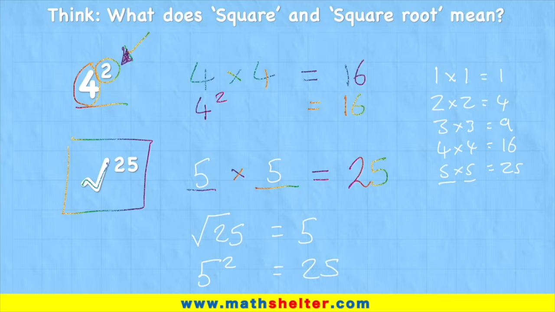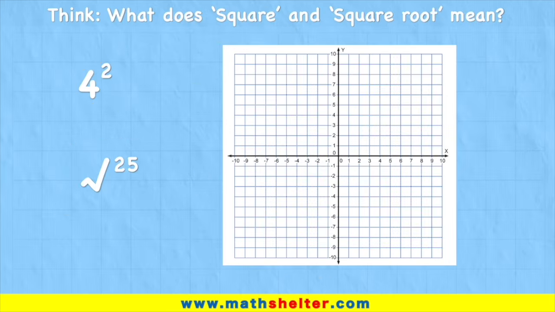But what does it even mean, and why do we call it squaring? Well, if we look at this grid, 4 squared essentially means that we are coming up to the positive 4 on the y-axis and across to positive 4 on the x-axis. And when I link those two together, we can see that we have made this square. And if we count all the individual squares inside the square, we will get 16, because we've got 4 multiplied by 4. 4 multiplied by 4 is 16, as we learnt.